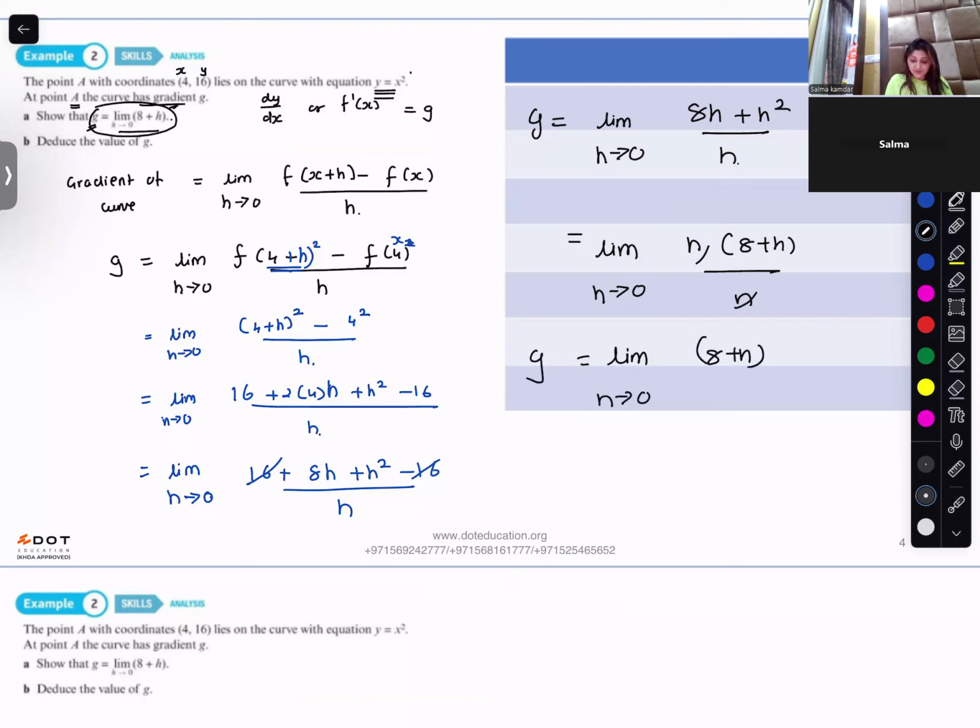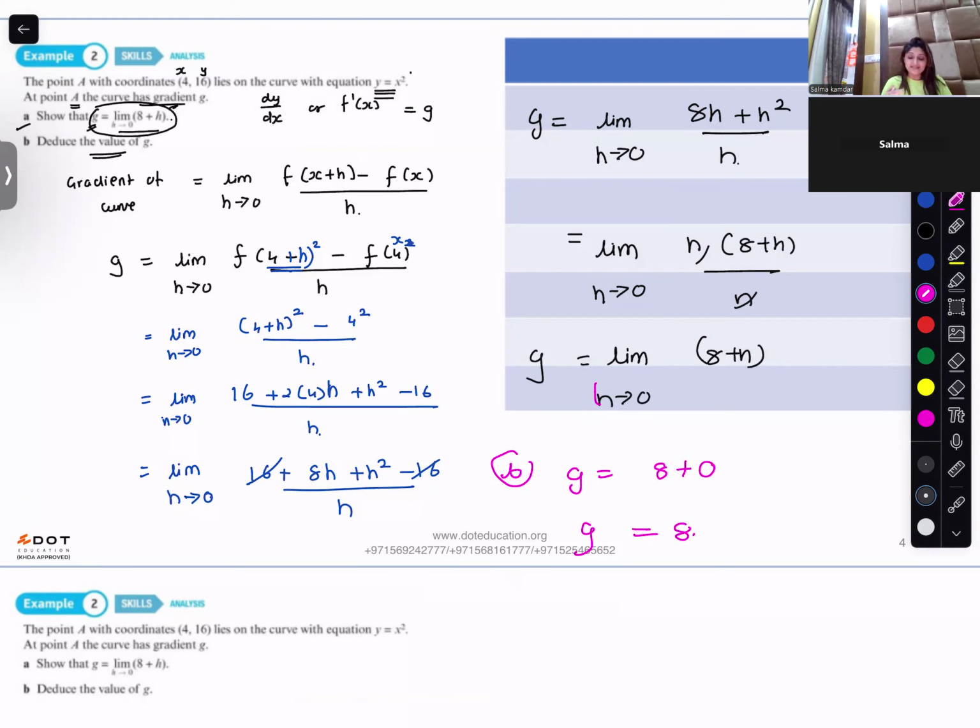So I had to show that g is equal to the limit as h tends to 0 of 8 plus h, and I found it. Okay. Now deduce the value of g. Now I want to find the value of g, the b part. So h is 0, so I'm going to substitute h as 0. So g is equal to 8 plus 0. So g is equal to 8.